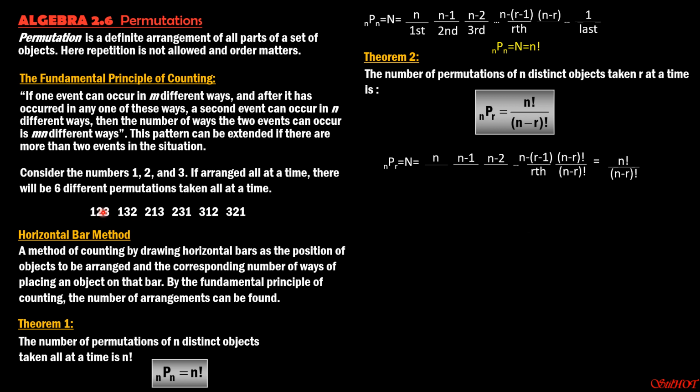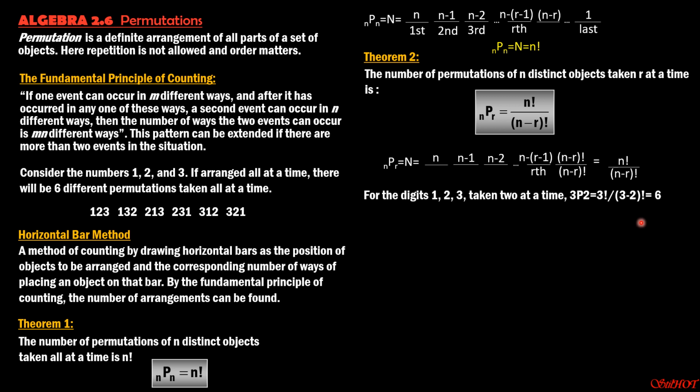Then let's go back to this. Digits 1, 2, 3, if we arrange 2 at a time, then there will be 3P2 ways to arrange them, taken 2 at a time. And these are specifically, so 3 factorial over the quantity 3 minus 2 factorial is 3 factorial over 1 factorial, which is 6. By the way, 0 factorial is also 1.